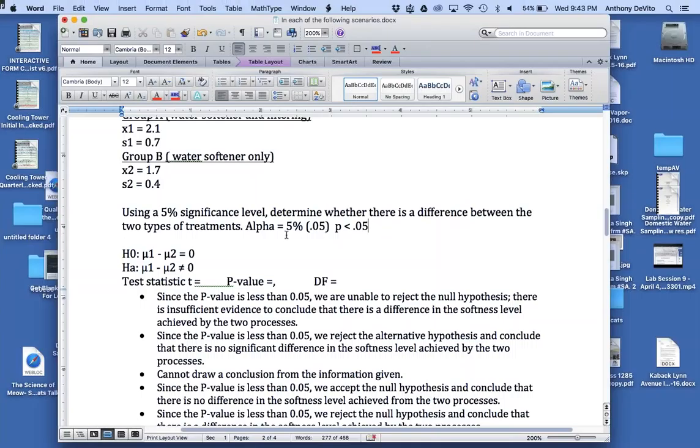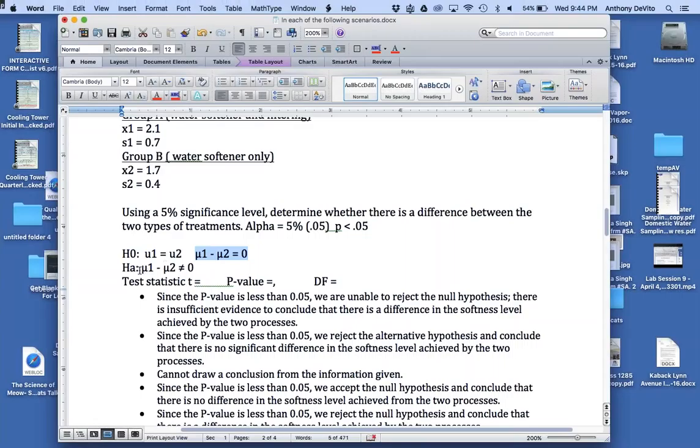Okay, so now let's set up our null and our alternative hypotheses. There's really two ways we can do this. One way is to say the mean of group 1 is equal to the mean of group 2. Another way to say this is the mean of group 1 minus the mean of group 2 is equal to 0. You can see that that's basically the same thing. A lot of statisticians prefer to use that format, but they're pretty much equivalent.